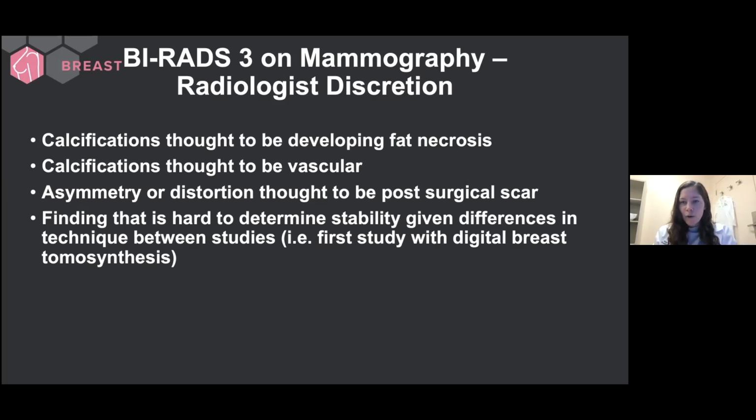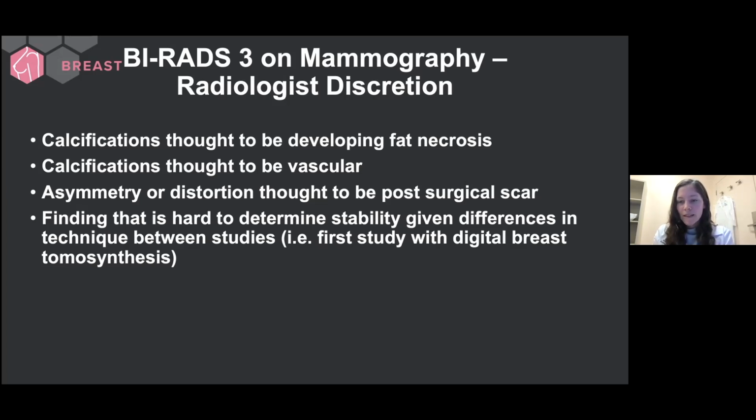And then finally, we talk a lot about these being on a baseline exam or one where we don't have 2 years of stability. And there are some cases where it's hard to determine stability given differences in technique between studies. Sometimes this is just patient positioning between studies. Maybe a patient has lost weight, has had an interval surgery like a breast reduction. It's really hard to tell if something is new or stable. Another example would be when this is a first study with digital breast tomosynthesis. So if all of the priors were 2D mammograms, this is kind of like a new baseline and a finding may look different. And that could be a reason to put something into a BI-RADS 3 category that you might otherwise want to biopsy.